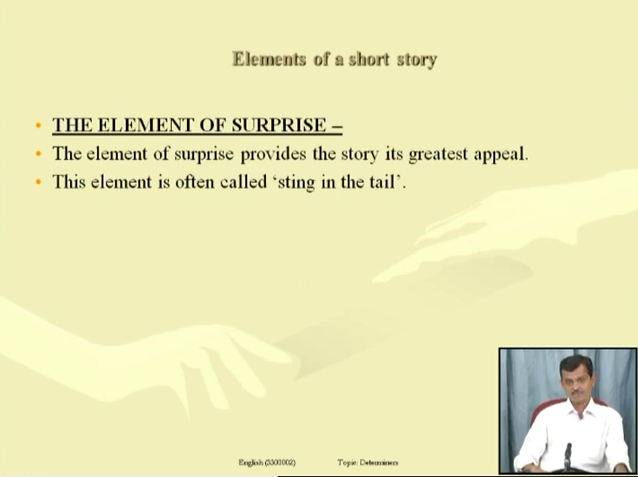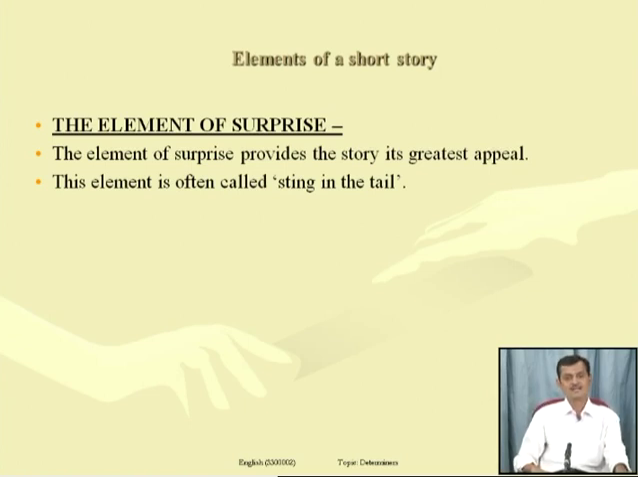This element is often called sting in the tail. As if at the end of the story, it gives us a sting. Tail means the end of the short story and sting means giving a surprise to the reader. The reader feels that he has been stung at the end of the short story. So this particular expression, sting in the tail, is like a scorpion, as in the tail of the scorpion there is a sting which is known to be more powerful than it is in its mouth. So this happens in the short story.